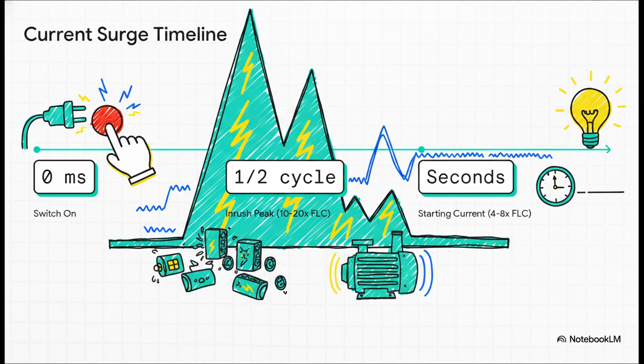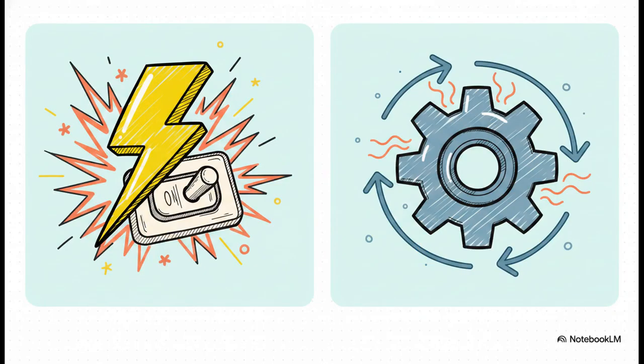When you hit that power switch at 0 milliseconds, what feels like an instantaneous start to you and me is actually a complex multi-stage electrical event. In just the first half cycle of alternating current, we're talking literal milliseconds, there's an inrush peak where the current spikes to a massive 10 to 20 times the normal full load current, or FLC. Then, over the next several seconds, the machine draws a starting current. This is still highly elevated, sitting at 4 to 8 times the normal load, before it finally settles down into a steady hum.